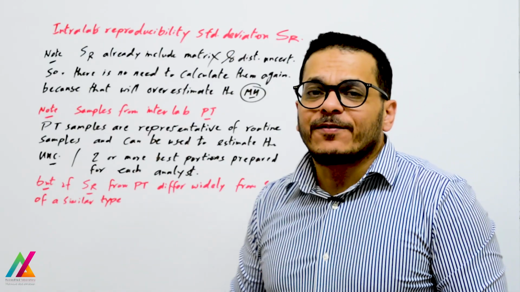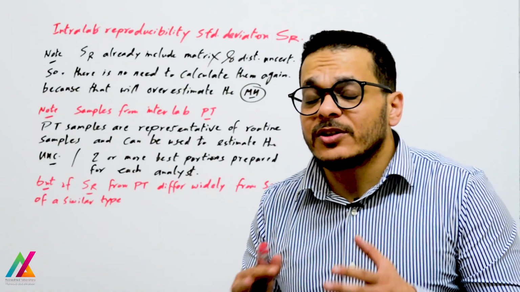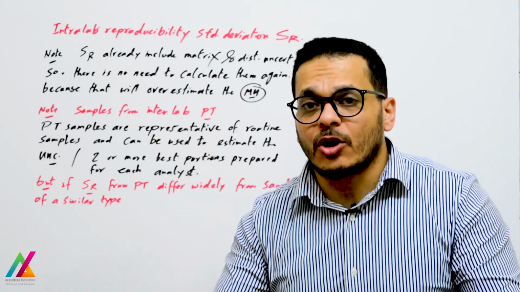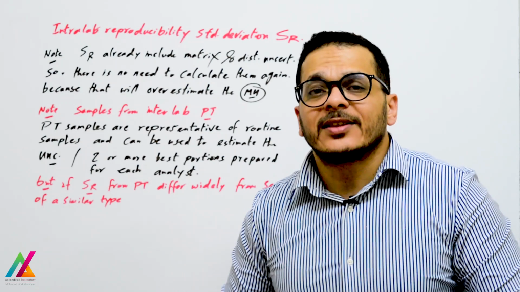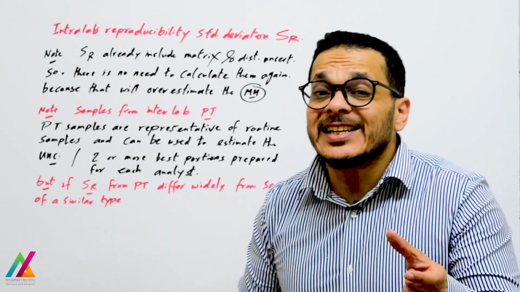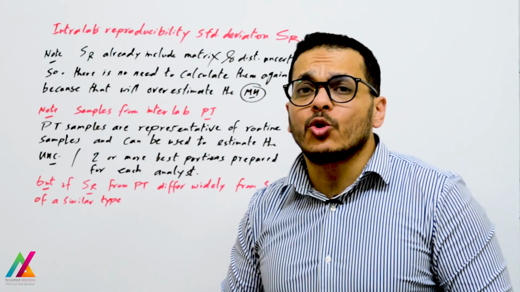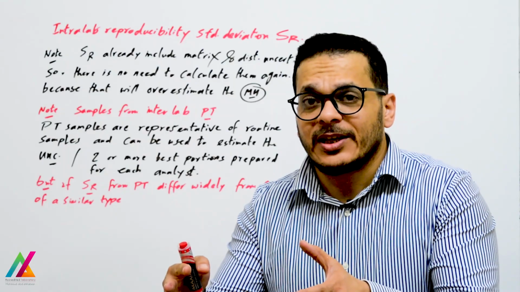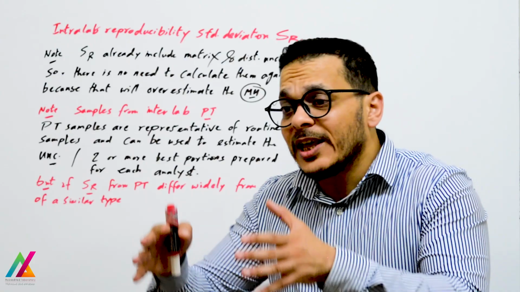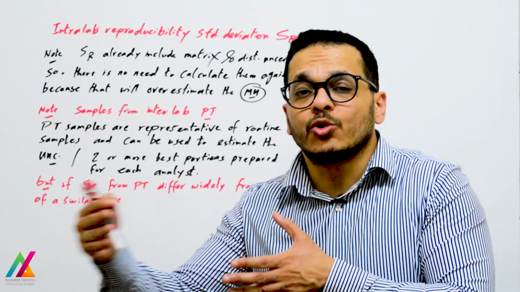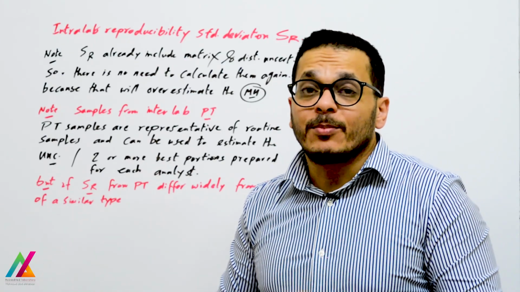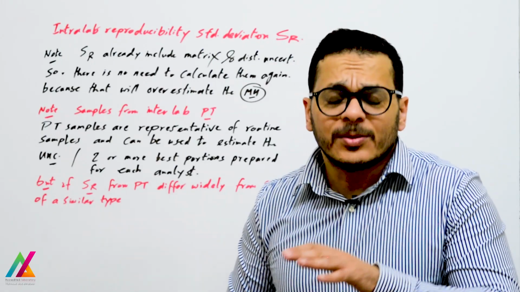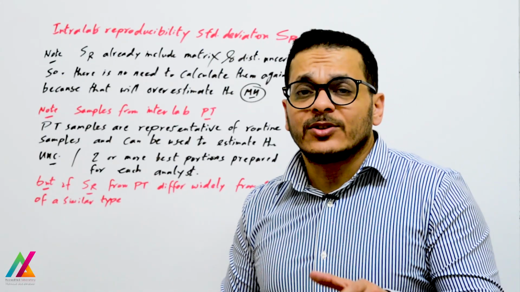But if you find a difference between the PT sample and the real sample of the same type, of the same matrix, in this case it is better to use the real sample or natural sample, because the matrix effect will be included in the real sample that you always analyze inside the lab. Matrix and distributional uncertainty will be included, so it's better to use the real sample.